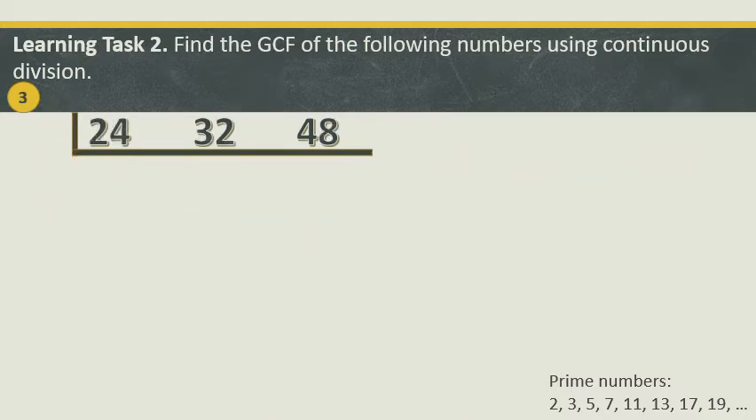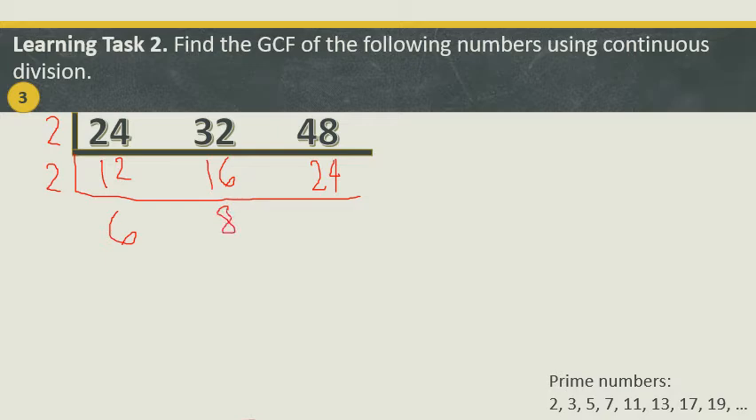Number 3, so we have 24, 32, and 48. Makikita nyo, lahat ito ay even numbers, so pwede natin i-divide sa 2. So, 24 divided by 2 is 12. 32 divided by 2 is 16. And 48 divided by 2 is 24. Since lahat pa rin, yung 12, 16, and 24 ay even numbers, pwede pa rin natin i-divide sa 2. 12 divided by 2 is 6. 16 divided by 2 is 8. 24 divided by 2 is 12.